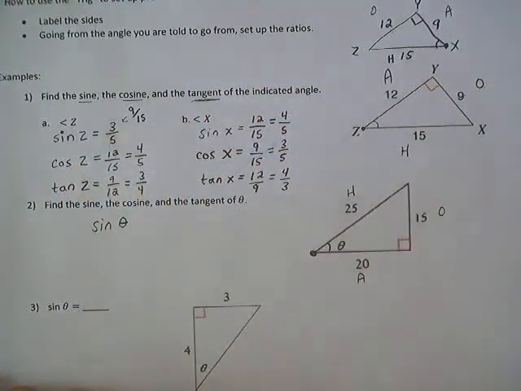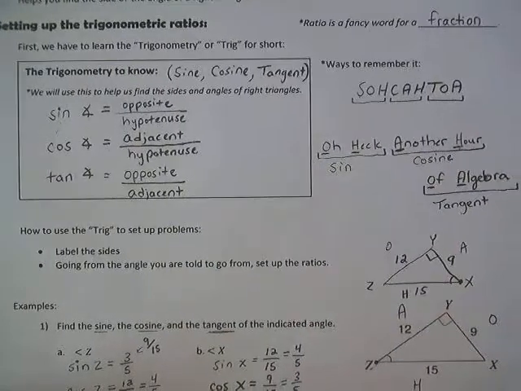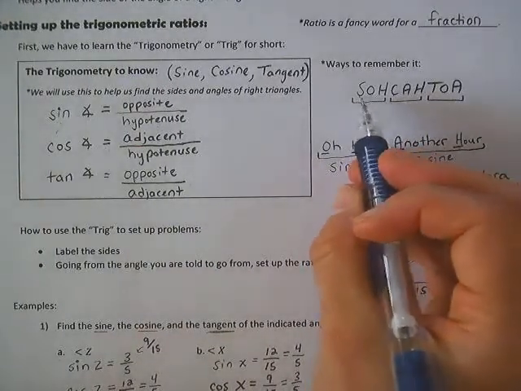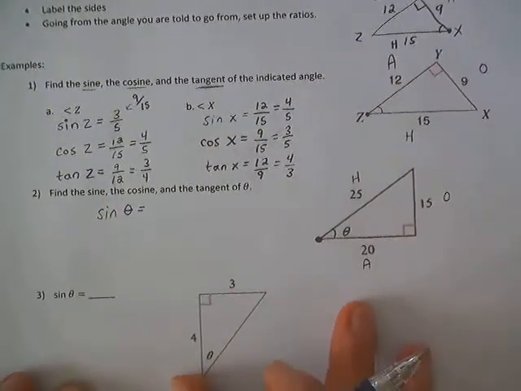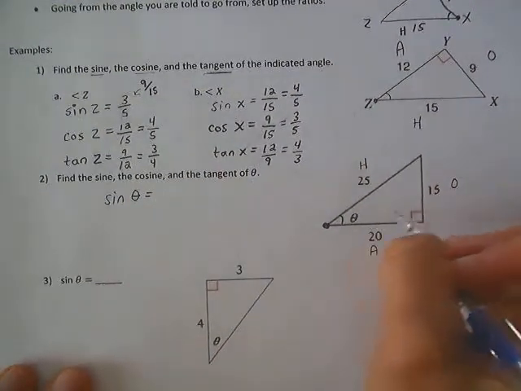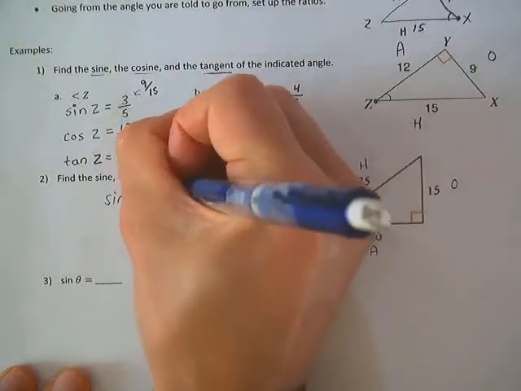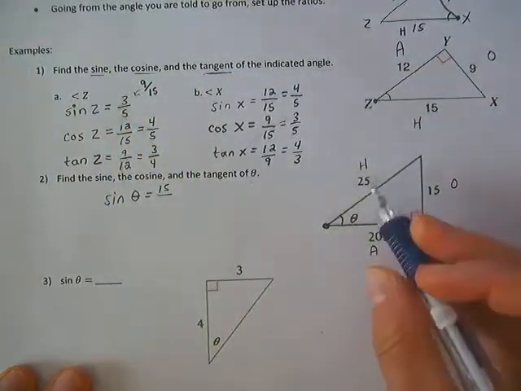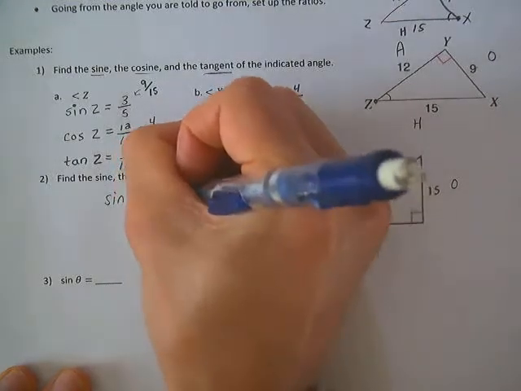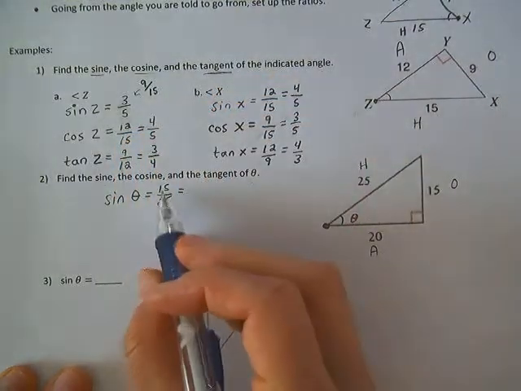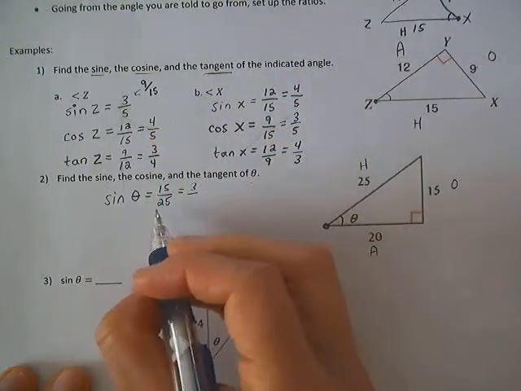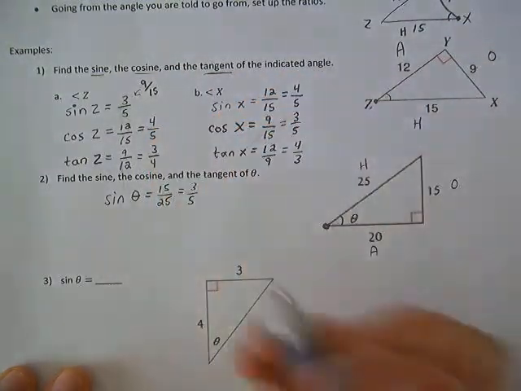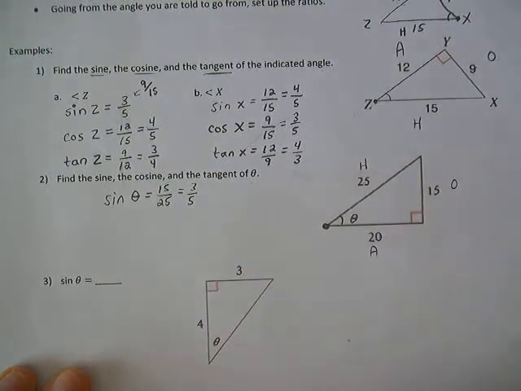So sine of theta equals, well, remember your trig. You could think about this word, SOHCAHTOA. Sine is opposite over hypotenuse. So going back down here, the opposite side would be 15 over the hypotenuse, which is 25. And that does reduce. 5 goes into both of those. It goes into 15 3 times, and into 25 5 times. So the ratio would be 3 over 5.